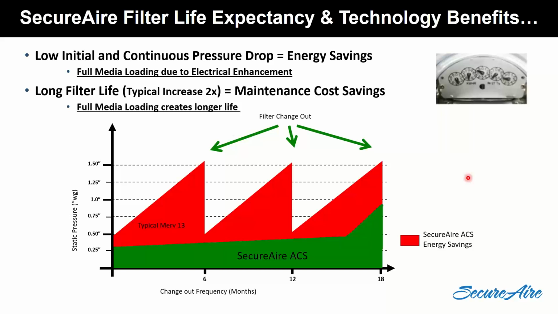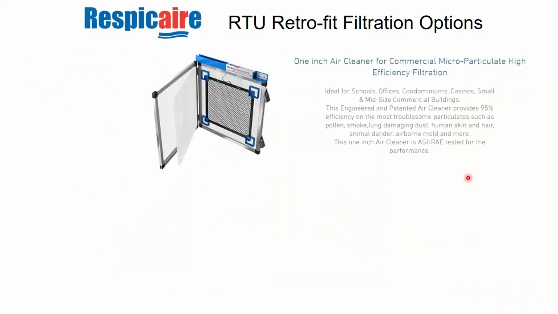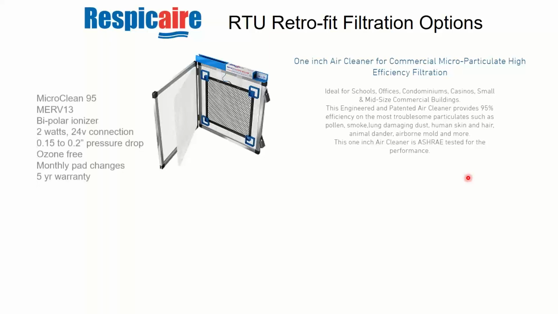But like I said, you're only going to do this on air handlers where I have the space to fit one of these things. If you've got, say, a packaged rooftop unit, this isn't going to work. You're not going to have anywhere to put that. You're not going to have anywhere to put a 9 to 12 inch depth widget. So one of the things that we have been doing on packaged rooftop units is 1 and 2 inch air cleaners from this company called Respicare.